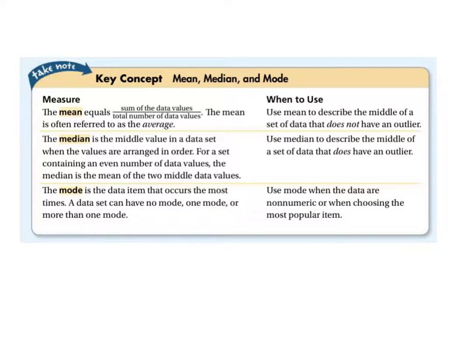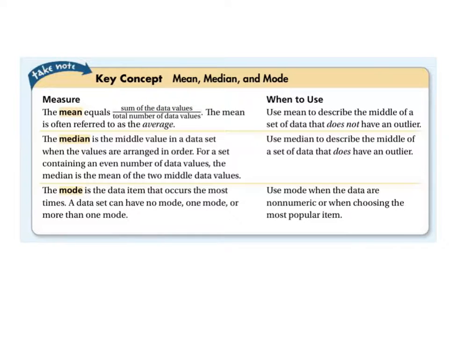Alrighty, so some examples. Mean, median, and mode here. And again, the mean equals the sum of the data values divided by the total number. That's your average. Median, smallest to biggest, it's the middle one or the average of the two middle ones if there's an even number of numbers. And mode is the most frequently occurring.